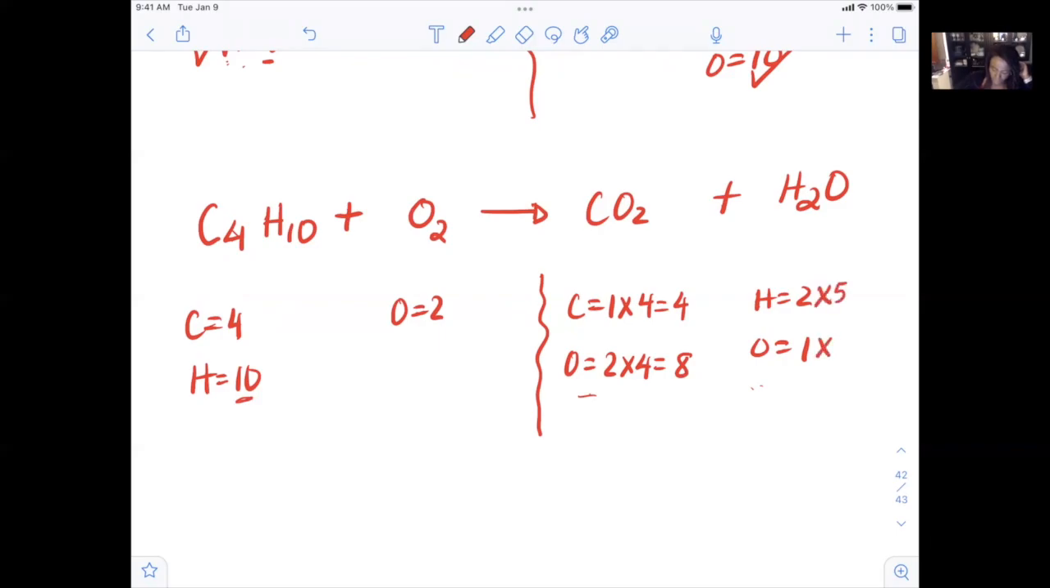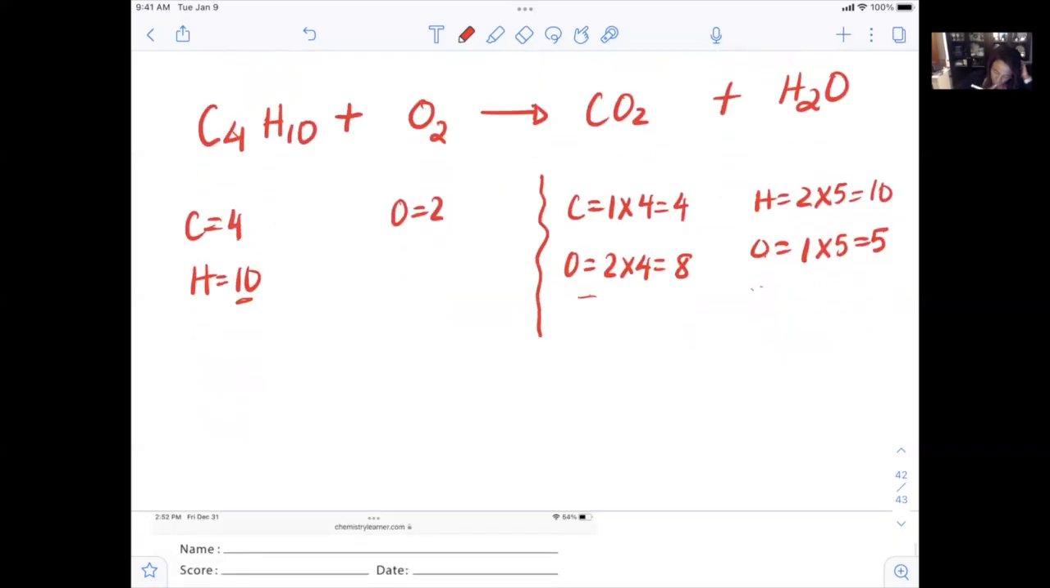But in the same compound, I have to multiply this oxygen by 5. So we end up with 10, and we end up with 5 right here. So hydrogen looks balanced. Carbon looks balanced. But my total oxygen here is an odd number, and then here I have an even number. Uh-oh. So what do I do? Take a step back.